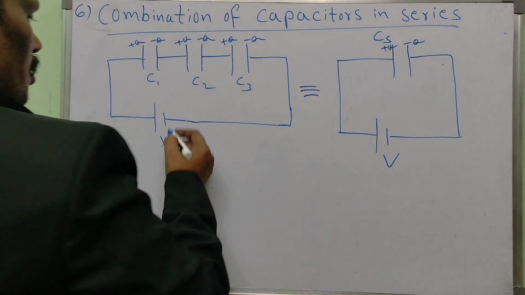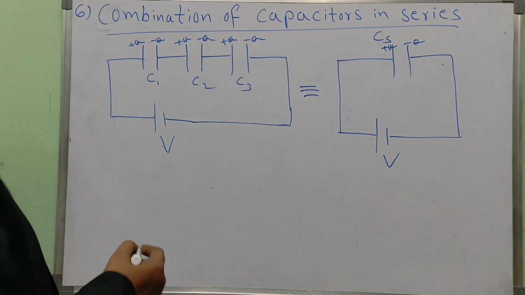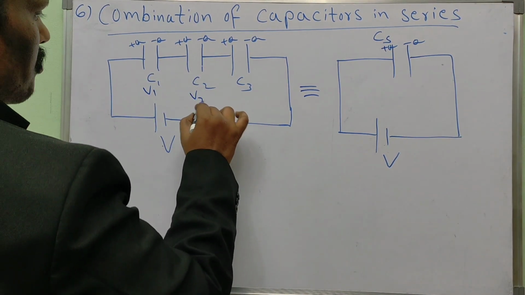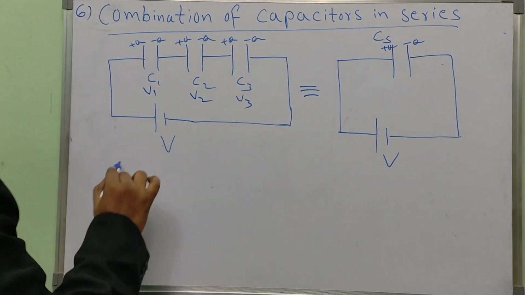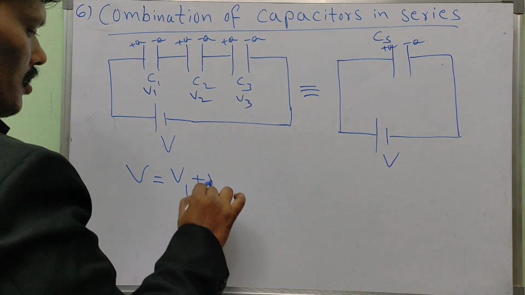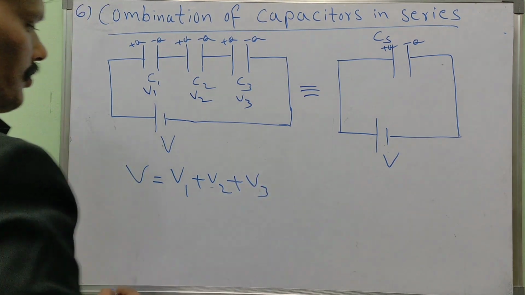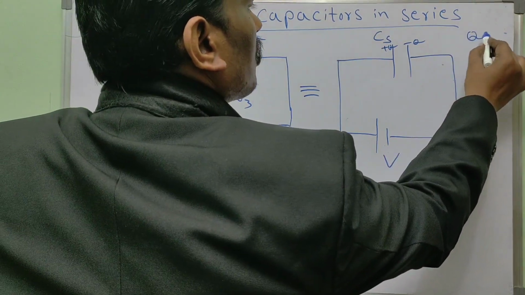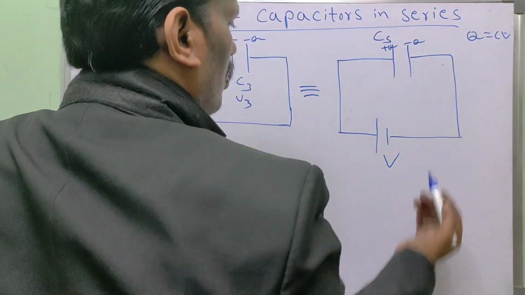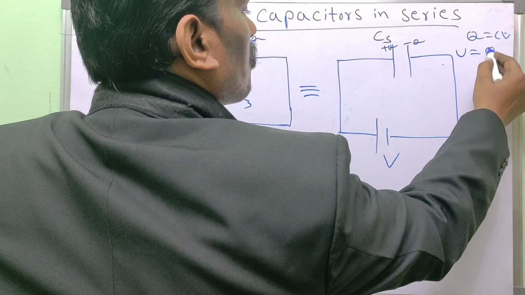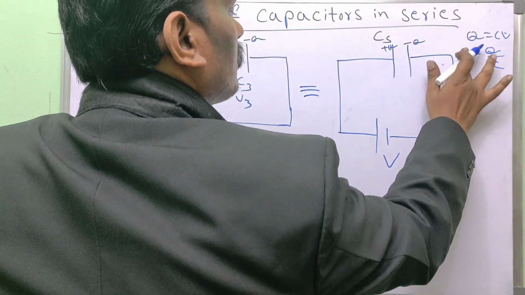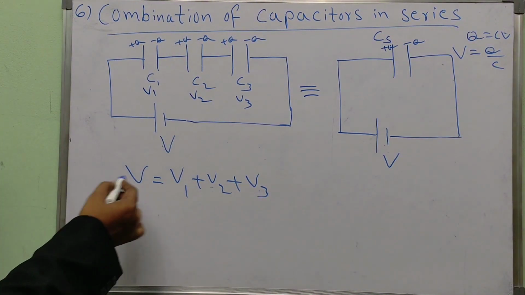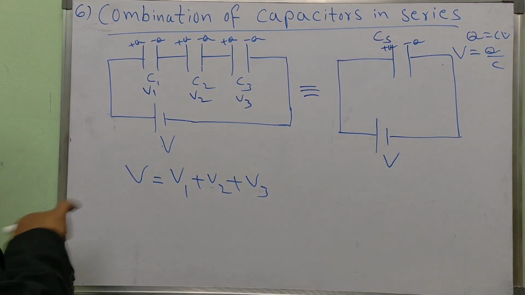And potential will be distributed among the three capacitors. I am going to consider potential across first capacitor V1, second capacitor V2, third capacitor V3. Then what is the total potential here? V1 plus V2 plus V3. Now, we know that Q is equal to CV. From here, what is V? V is Q upon C.